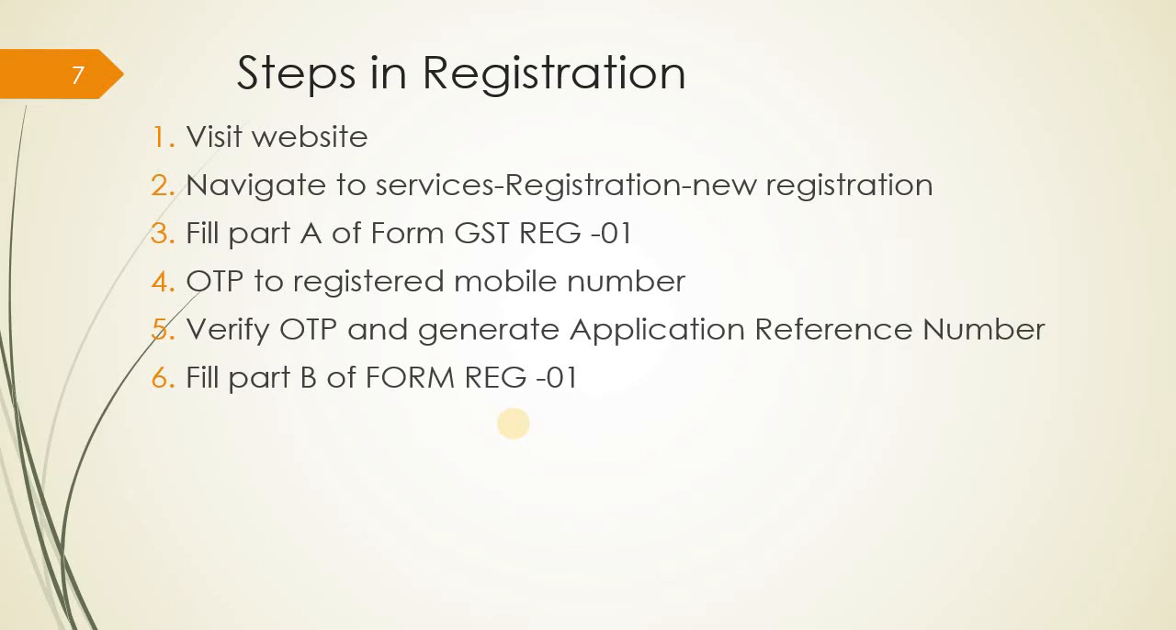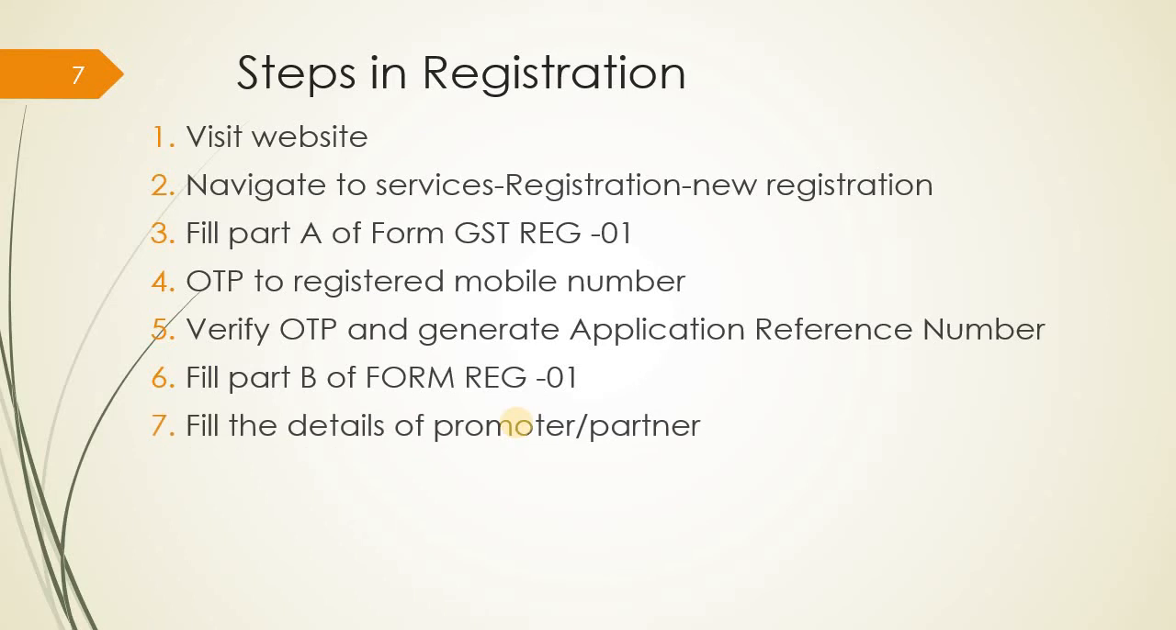So one by one you have to fill whether you are opting for composition scheme, the reason for obtaining registration, why you are obtaining registration. You have to write whether it is compulsory or voluntary, then date of commencement of business, date on which liability to register arises. All these details you have to fill in part B of registration 1.